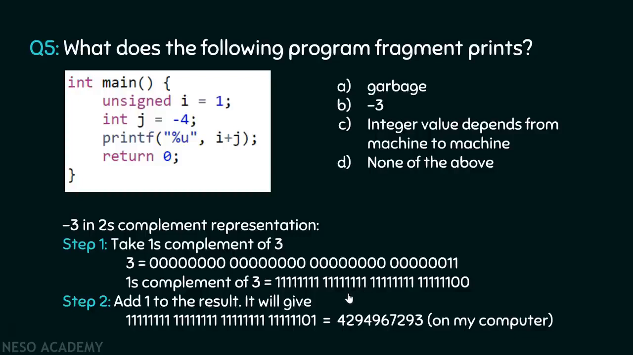Then in order to produce the 2's complement of 3, we need to add 1 to the result of this 1's complement, which gives us this answer. This would be the binary representation of negative 3, which is how it is represented internally in our modern computers. Okay, now if I had written %d instead of %u, this would print the answer -3. Now because I have written %u, this will be interpreted as an unsigned integer.